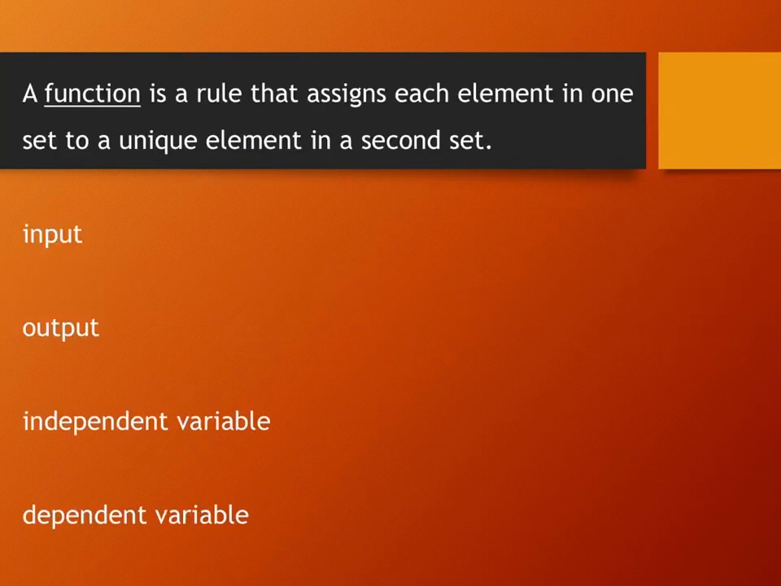So let's take a look first. The definition of a function is a rule that assigns each element in one set to a unique element in a second set. So, taking a look at and thinking about these sets, the input is what the first set would be. So like the first set that's sort of described in that definition, this is our first set. The output would be the second set.